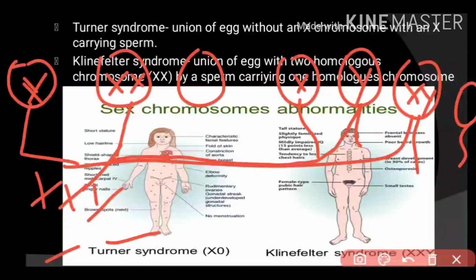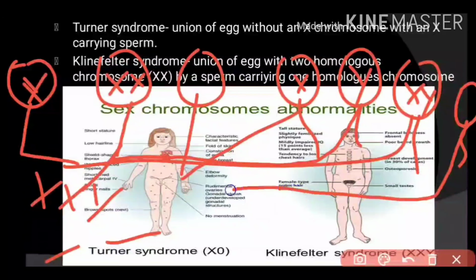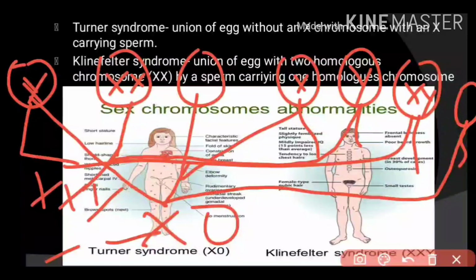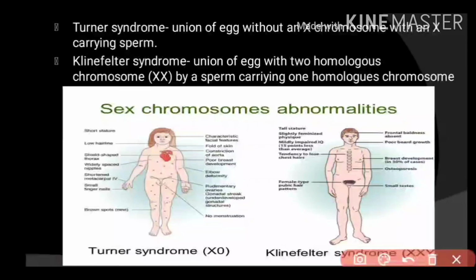Now if we talk about Turner syndrome, this situation happens when an egg containing no X chromosome fuses with a sperm containing one X chromosome, or when a sperm containing no sex chromosome fuses with an egg containing one X chromosome. It leads to an X0 situation, which results in a disease called Turner syndrome. In this there is one X chromosome, so these are sterile females, and here one Y chromosome is there, so these are sterile males.